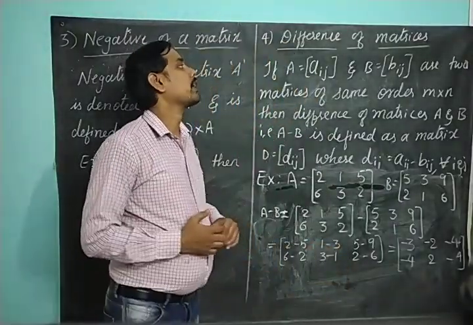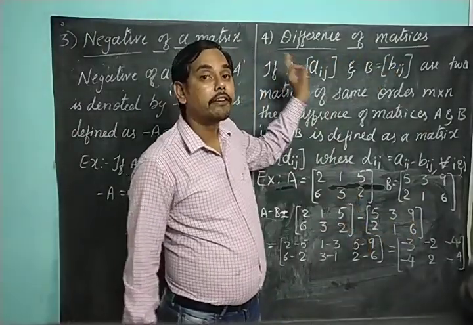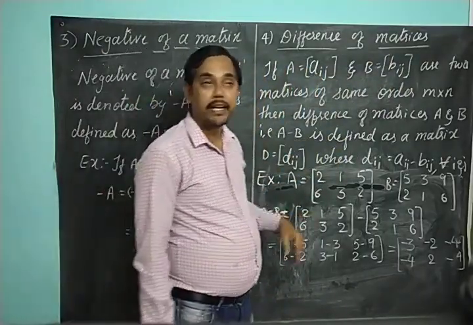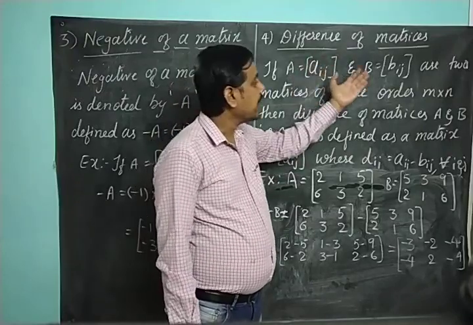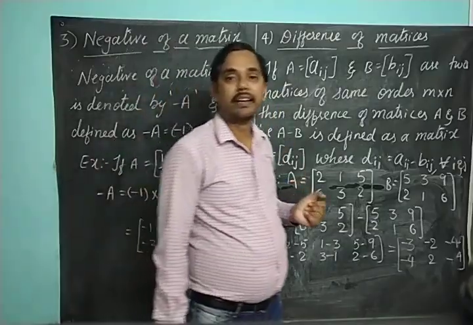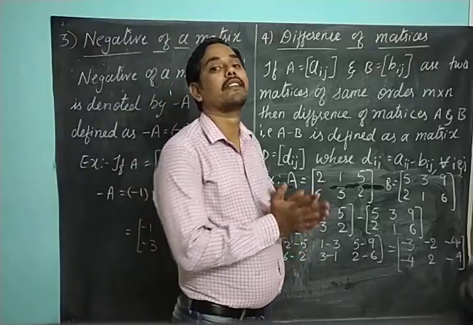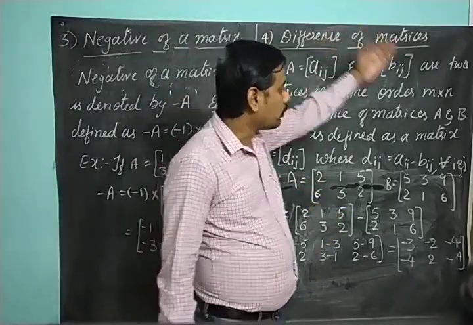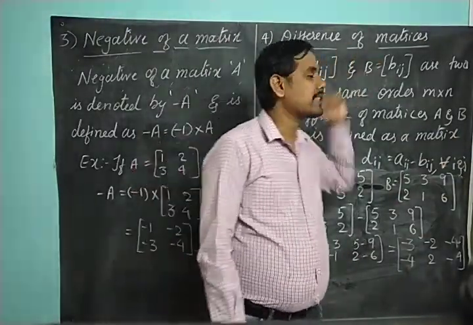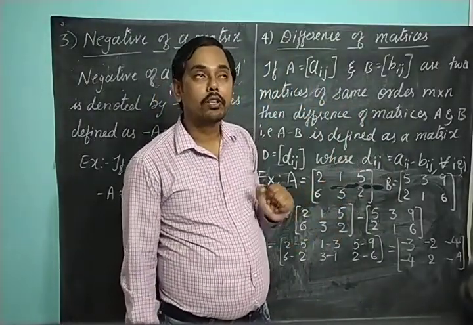Okay. So coming to the next operation, there is difference of matrices. How is it defined? If A is defined by the matrix Aij and B is defined by the matrix Bij, are any two matrices of the same order, let it be equal to m cross n. What is that m cross n? Order of matrix A as well as matrix B. So A and B are matrices of order m cross n.